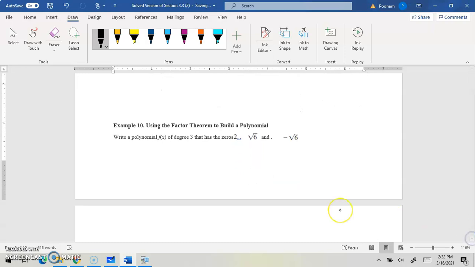Let's look at our last question. Write a polynomial function of degree 3 that has zeros 2, square root 6 and negative square root 6. Now, if it is a polynomial of degree 3, it has a zero 2. That means x minus 2 will be a factor. It has a zero square root 6. It means x minus square root 6 will be a factor. It has a zero negative root 6. That means x plus root 6 will also be a factor.